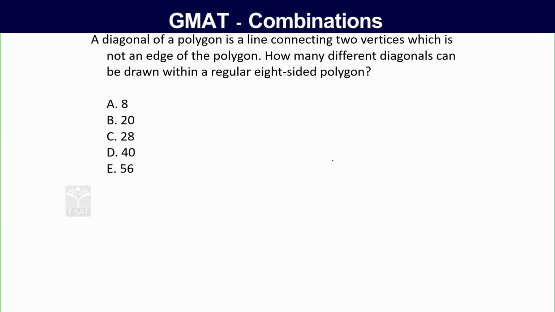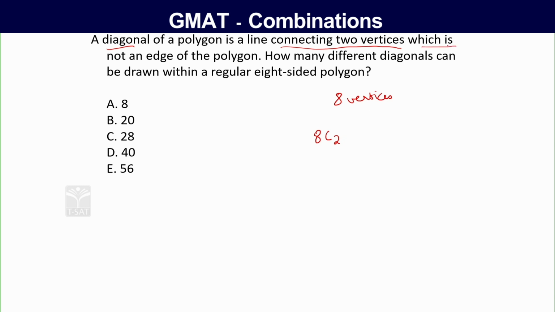So, the first question says, a diagonal of a polygon is a line connecting two vertices which is not an edge of the polygon. How many different diagonals can be drawn within a regular 8-sided polygon? Okay, so an 8-sided polygon will have 8 vertices also. And right in the question we have the definition of diagonal, that it is connecting any two vertices. So let us select 2 out of 8, that is given by 8C2. You are selecting 2 vertices out of the 8 vertices.